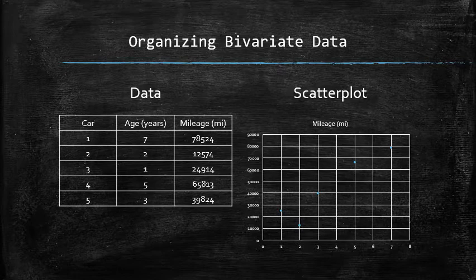The example here demonstrates the summary of the observed relation between the age and the mileage of cars. In this scatterplot, each point is associated with a car. For example, car 1 is the point whose x-coordinate is 7 and the y-coordinate is 78,500 roughly. Car 2 is the point whose x-coordinate is 2 and the y-coordinate is 12,500 roughly, and so on.